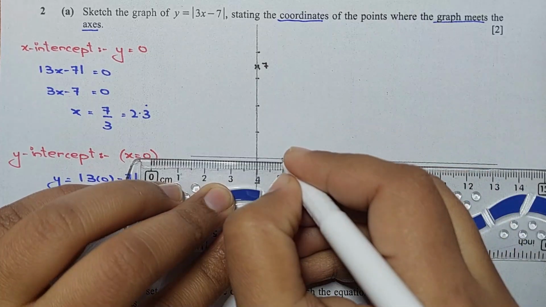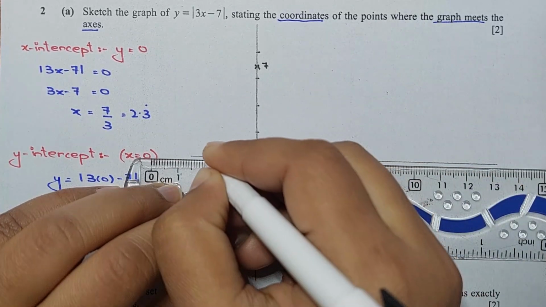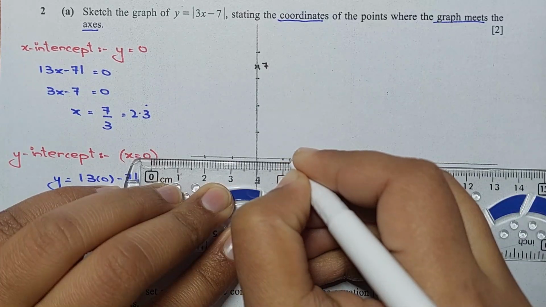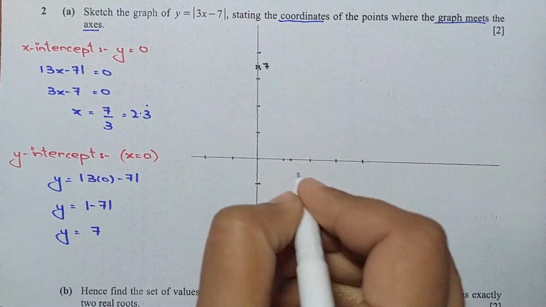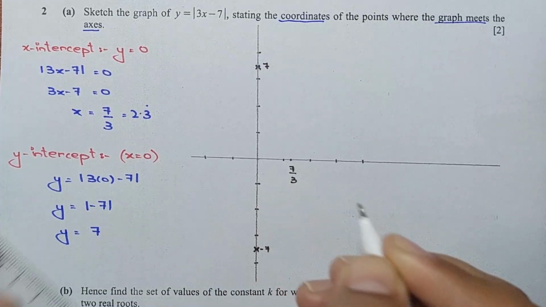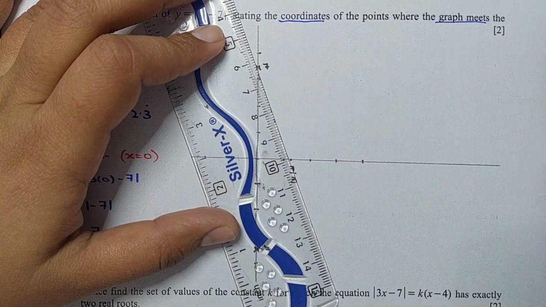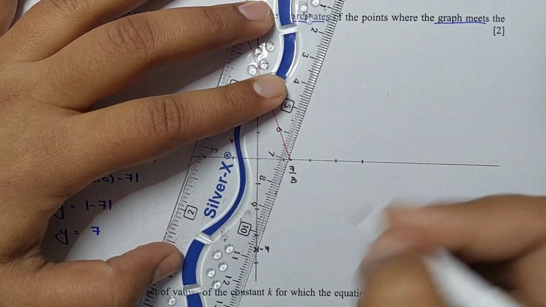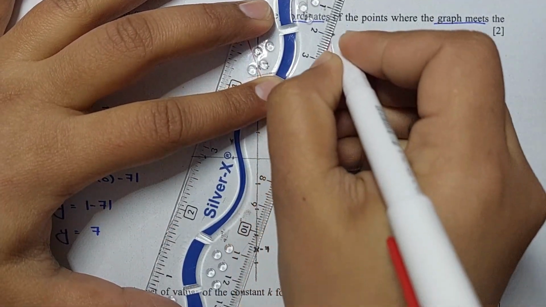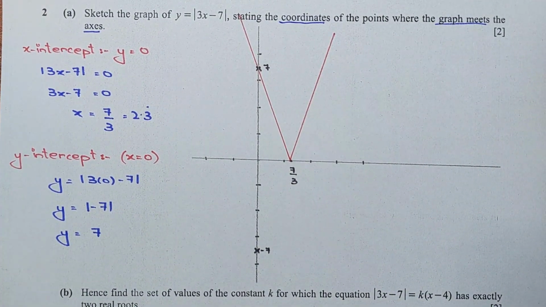Okay, this is again 2, 4, 6, 8. Minus 2, minus 4. 2 point some 3 is this point. This is 7 by 3. Right? Now join this point, or join the x-intercept with this point. This is the shape of the curve. Okay, this is how the absolute function looks like, right?